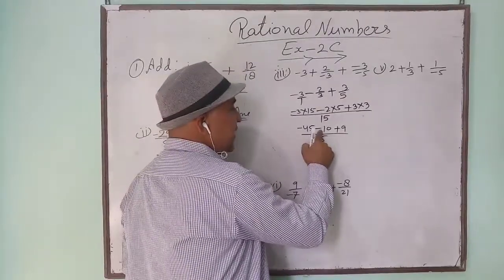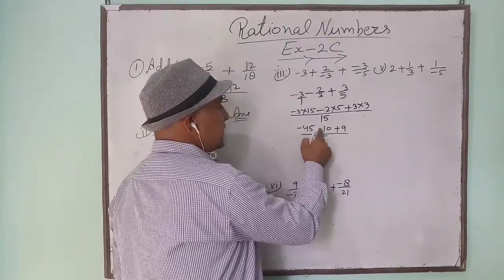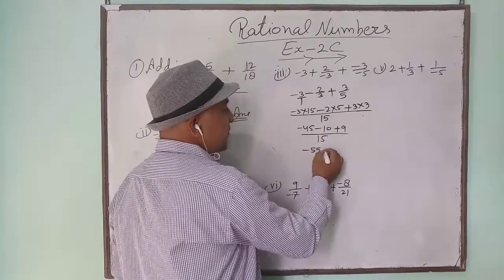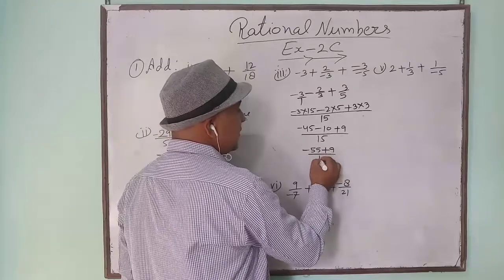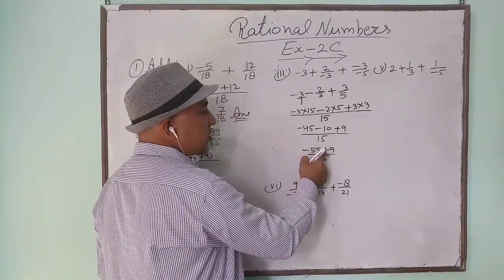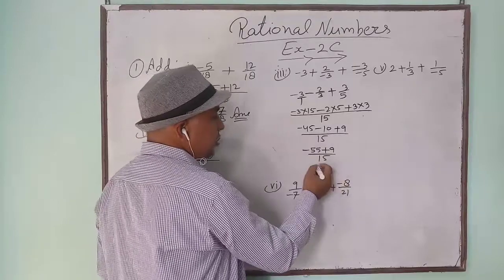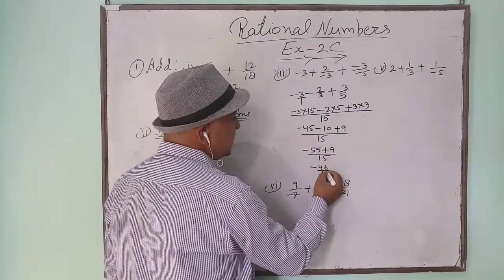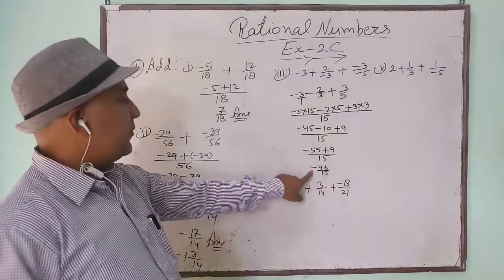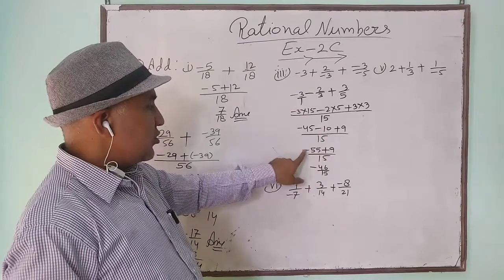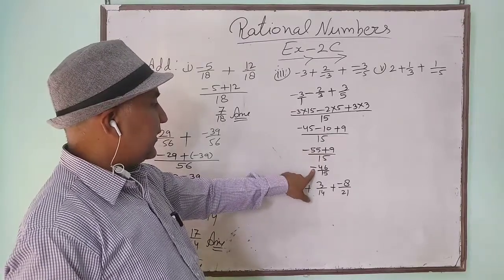Minus 45 minus 10. Both the numbers have the same sign, so the numbers will be added. It will become minus 55 plus 9 upon 15. Now 55 is negative, 9 is positive, so the numbers will be subtracted. So it will become minus 46. The number will be negative because the larger numerical value has the negative sign. So your result will also be negative.